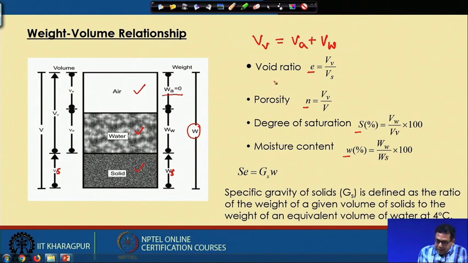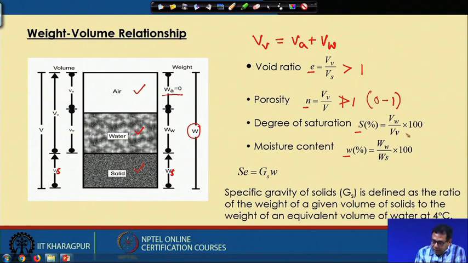So, now we can see that void ratio is the volume of void divided by volume of solid. So, the volume of void can be greater than the volume of solid. So, this e value can be greater than 1 also. But if you look at the porosity, that is volume of voids and this is the total volume. So, volume of voids cannot be greater than total volume. So, porosity cannot be greater than 1. So, generally the range of porosity is 0 to 1.